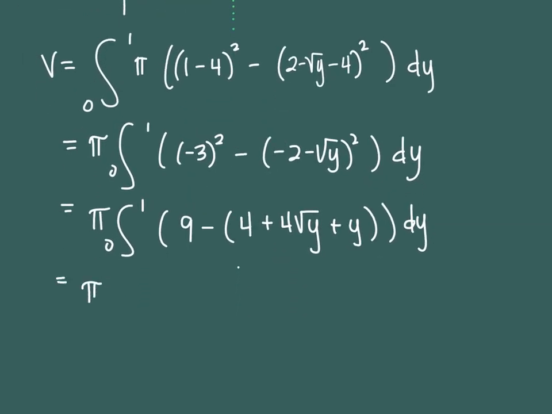So we'll have pi times the integral from 0 to 1 of 5 minus 4 rad y minus y dy. And then you can do the antiderivative of each piece once you're that far. If the book lets you use your calculator, by all means, go ahead and do an FNInt on this. Don't bother trying to do it by hand if you're allowed to use your calculator.